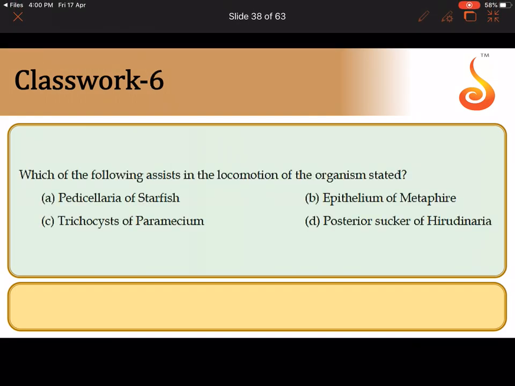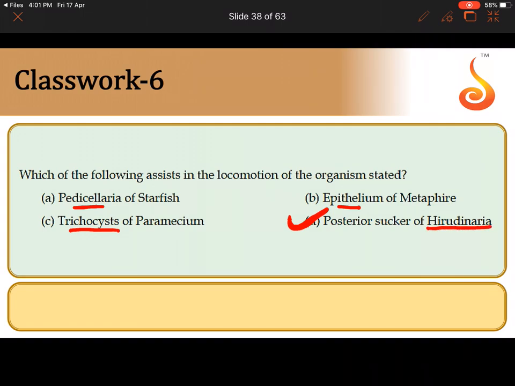Which of the following assists in locomotion of organisms stated? Now, pedicellariae in starfish, no, it is not for locomotion, it is a protective structure. Epithelium cannot be a locomotory structure. Trichocyst is for defense. The correct answer is posterior sucker in leech. Anterior sucker in leech, that is Hirudinaria granulosa, the Indian cattle leech, is for feeding, but the posterior sucker is what is meant for locomotion.